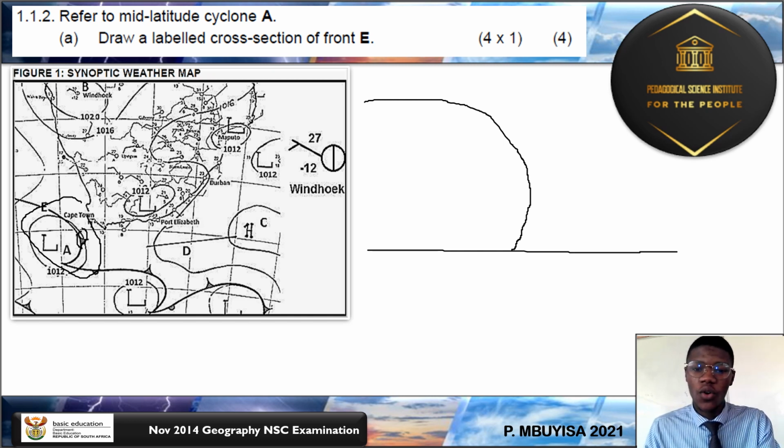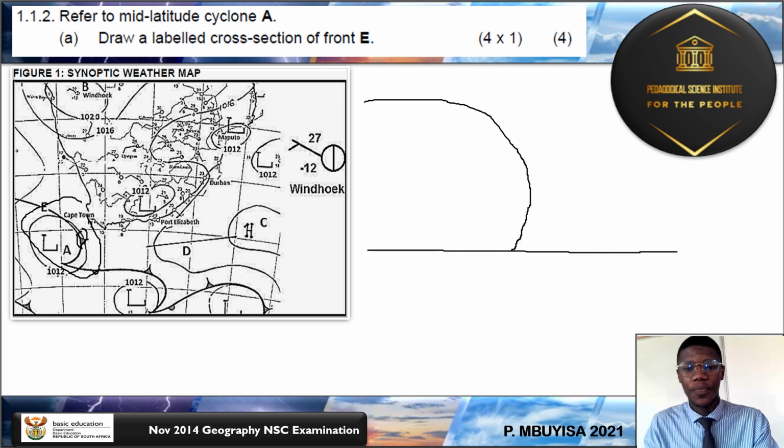So the cold front line is always inclining or curved, simply because it stands for the steep pressure gradient force that is experienced in the cold front. So it will always be curved. And since you are doing a cross section, it means you are not allowed to draw the symbols of the front over there. So it has to be just the inclining line over there.